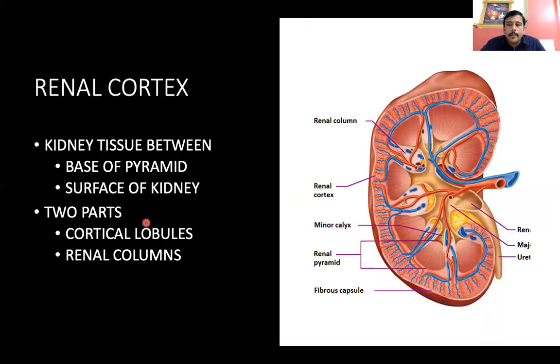Coming to the renal cortex. The renal cortex is kidney tissue. It's the renal parenchyma between the base of the pyramid and the surface of the kidney. So as I mentioned earlier, the pyramid has an apex and a base here. So whatever is present between the base of the pyramid and the surface of the kidney, that is nothing but the renal cortex. The cortex will have cortical lobules as well as renal columns.